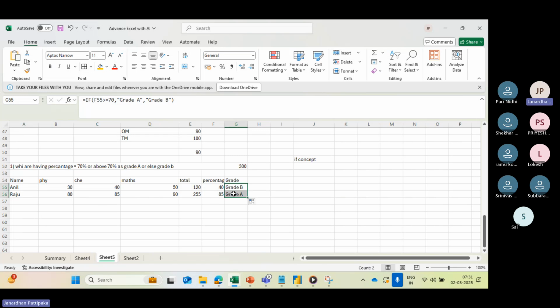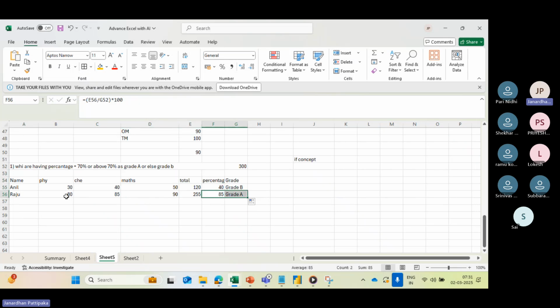See, grade A. Here, F55, you are taking this formula in the total, it is taking this cell, F50 is this one, F55, 85. If it is greater than 70, that means your percent is greater than 70. So if that condition is satisfied, you should get the output as grade A, otherwise grade B. So 85% marks is above 70, right? That's why it is above 70, so you get grade A.